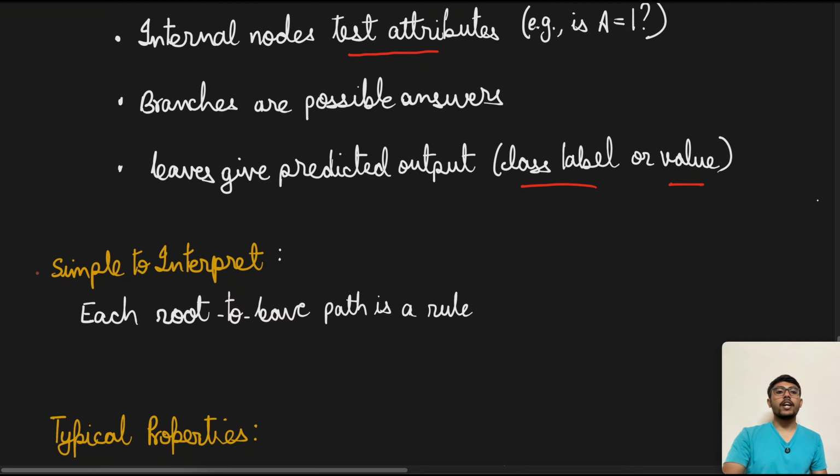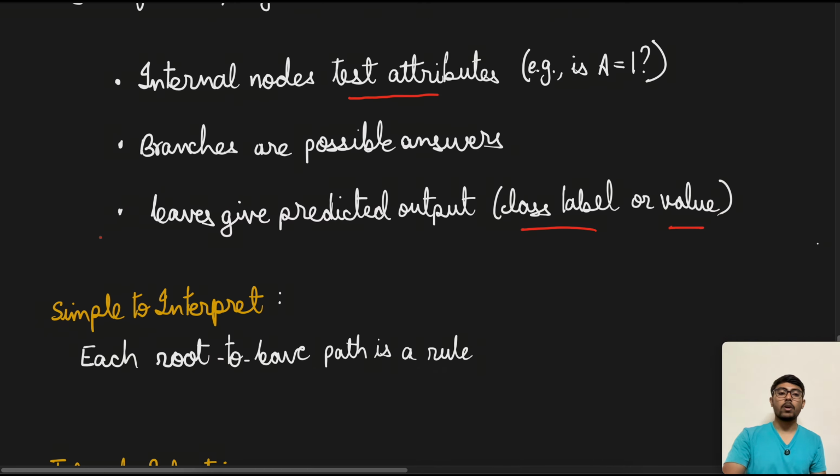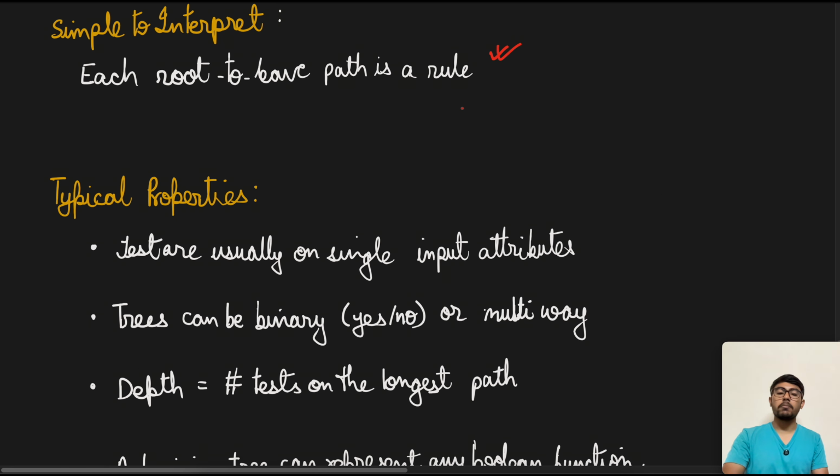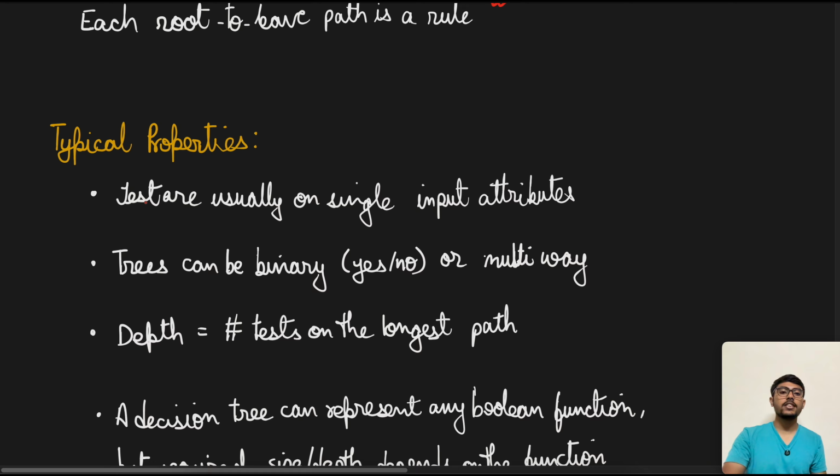Okay, then we have some characteristics. One, it is simple to interpret. Each root to leaf path is a rule. Okay, so this is something that we'll keep in mind. Then other properties are: one, tests are usually on single input attributes. Trees can be binary, yes or no, or multi-way, right? So the test that we do, right, what we saw in the internal nodes above, are made on single input attributes, right? Now that was for the node.